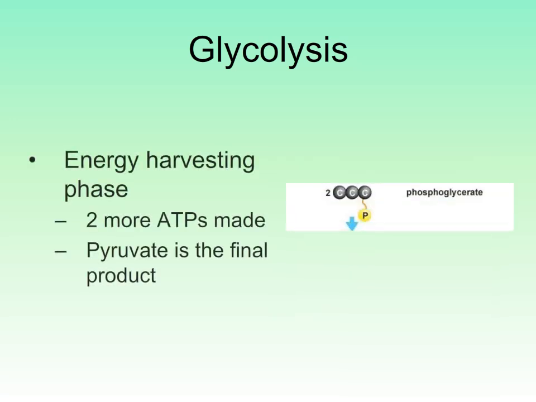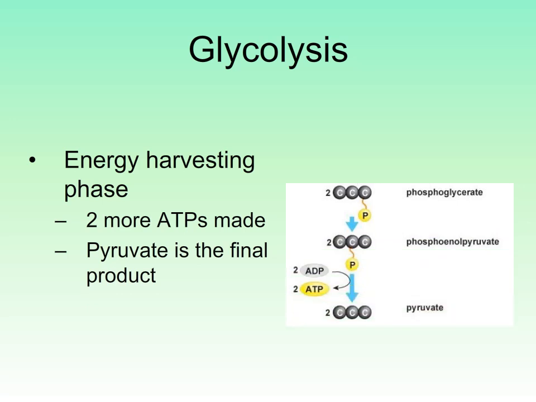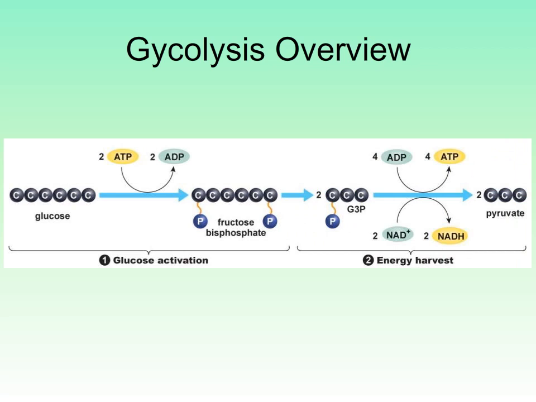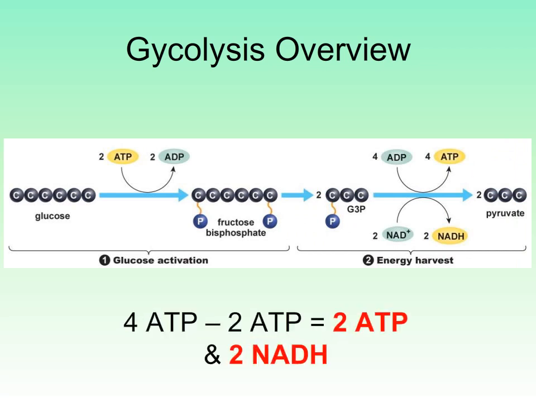The 2 phosphoglycerate molecules rearrange to form phosphoenol pyruvate molecules. The phosphates from these molecules are used to make another 2 ATP molecules. At the end of glycolysis, we have 2 molecules of pyruvate. Here's the big picture. Glucose is energized by 2 ATP and broken in half, eventually forming 2 molecules of pyruvate. The release of energy from this yields 4 ATP and 2 NADH molecules. But since we invested 2 ATPs, we only have a net gain of 2 ATP along with the 2 NADH.